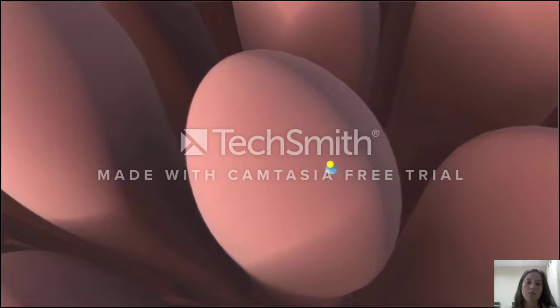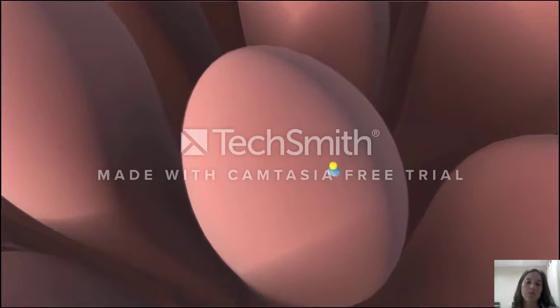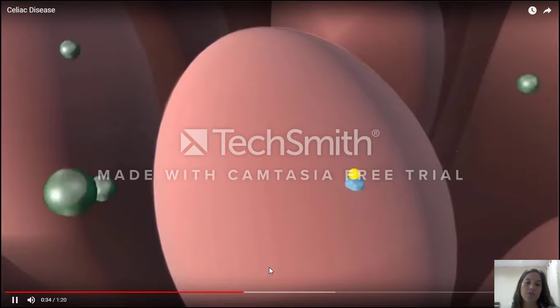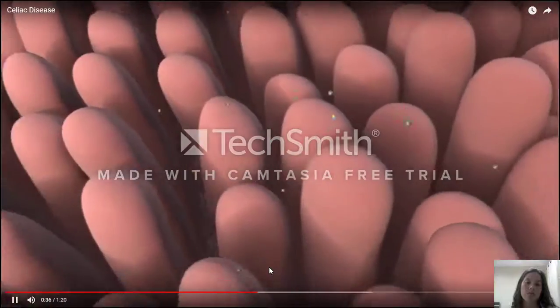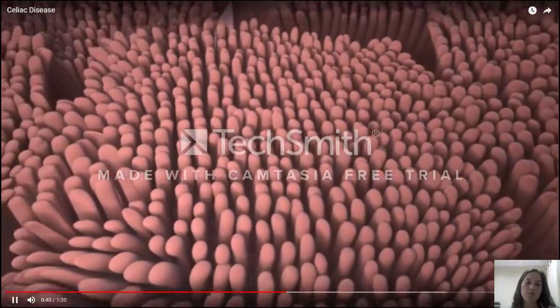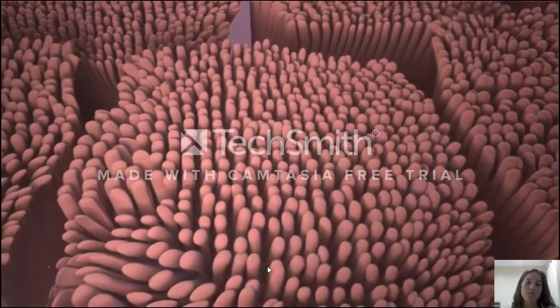Gliadin reacts with CXCR3 receptors on enterocytes, causing zonulin to be released. Zonulin regulates tight junctions between the enterocytes. Excess zonulin creates a leaky gut, allowing gliadin to flow into the lamina propria.